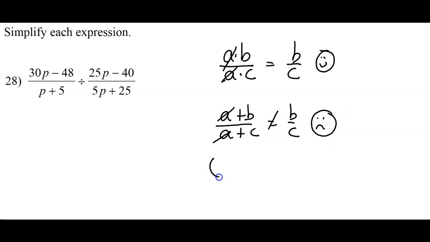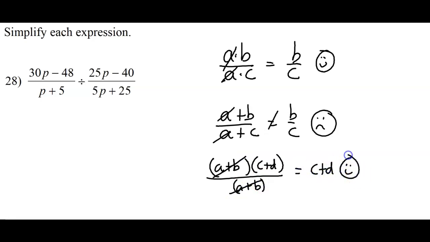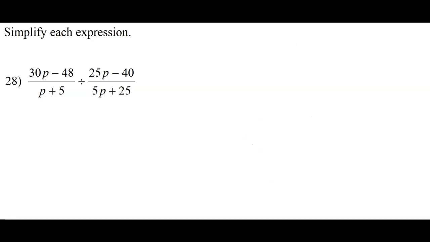Okay? Now, if you have something like this, you can reduce the A plus B's because that A plus B is being multiplied with something on the top. So that's okay. But what you can't do is take a pair of numbers that's being added or subtracted and only reduce a part of it. It has to be a factor, in other words, something that's being multiplied, to reduce. So keep that in mind.